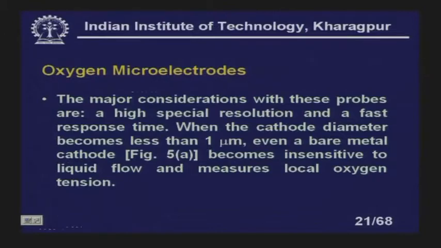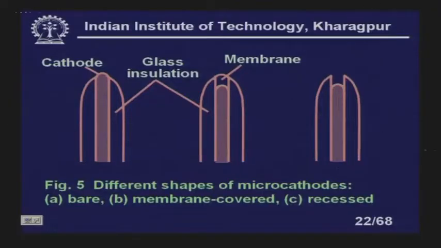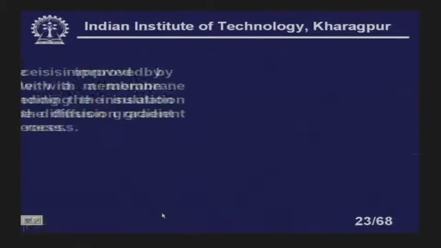When the cathode diameter becomes less than 1 micrometer, even a bare metal cathode, figure 5a, becomes insensitive to liquid flow and measures local oxygen tension or oxygen concentration. You can see here 5a, b, c: this is the glass insulation, this is the cathode, this is the membrane. We have shown three types: bare, membrane covered, and recessed.